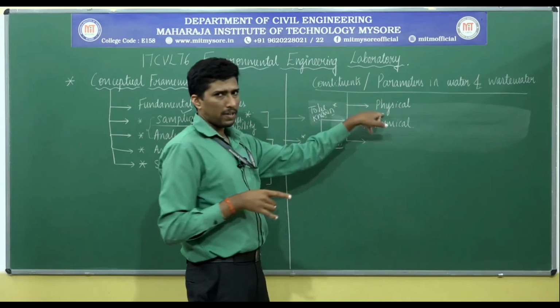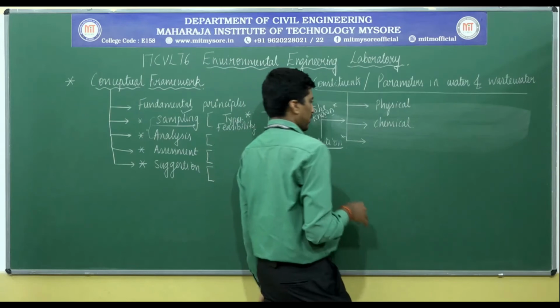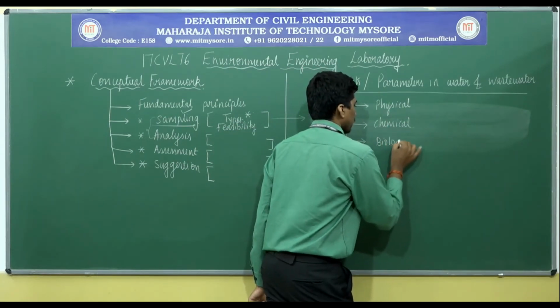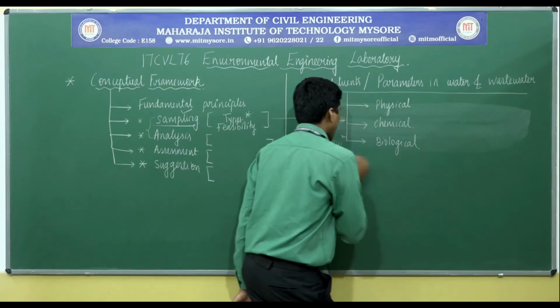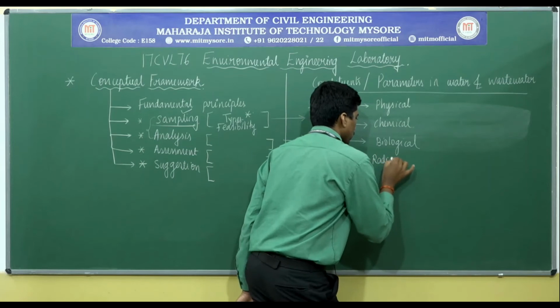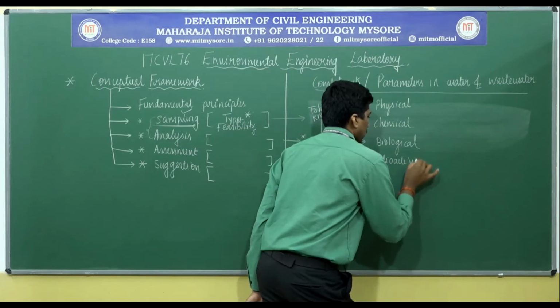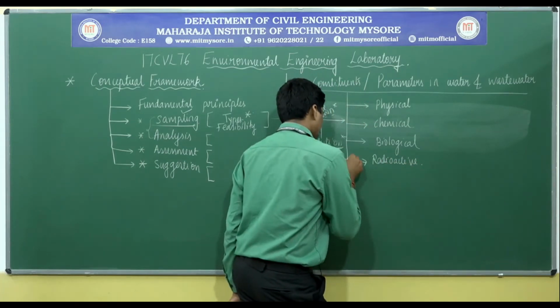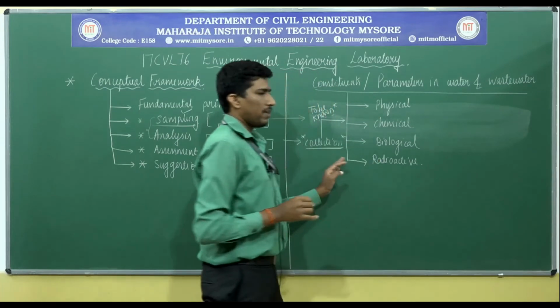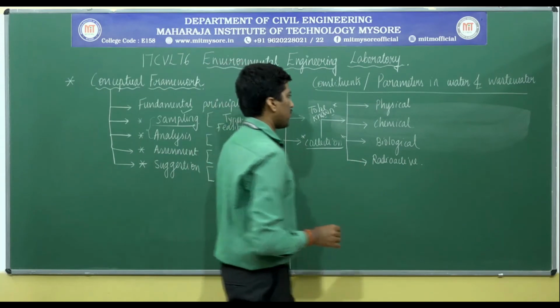Collection has to be based upon knowing the physical, chemical, and biological characteristics. We have a special category called radioactive parameters. And in addition to that, we have a sub part in the chemical categorization. I will be explaining them one by one.